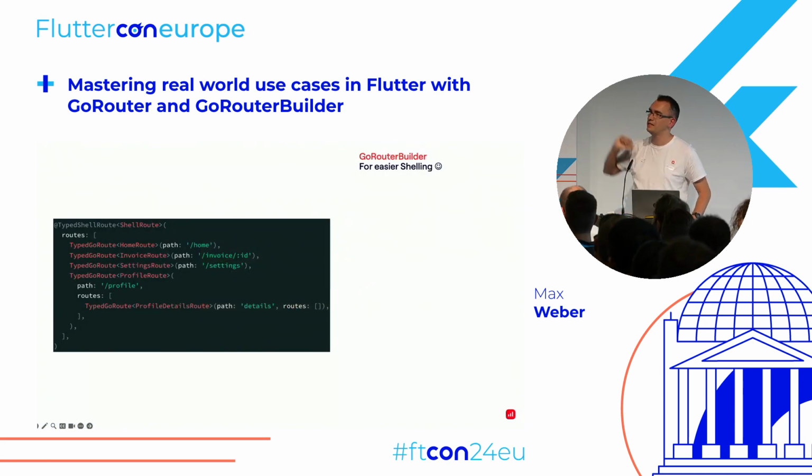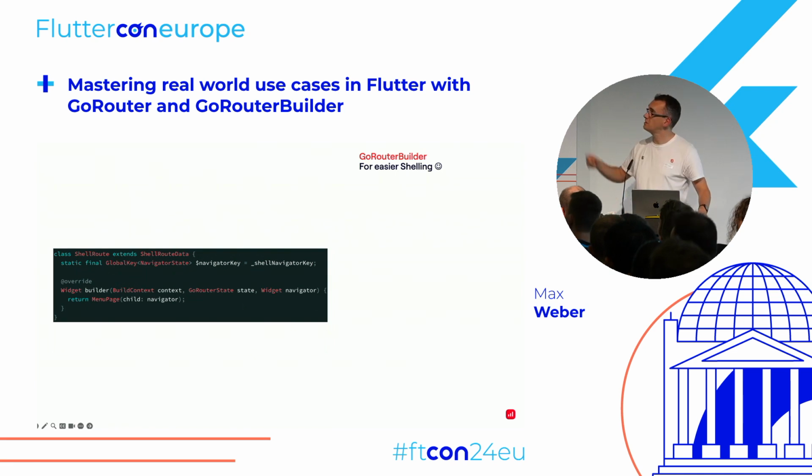And I said already that the shell routing has to be top level. So in this case, for example, we can see that we define with an @TypedShellRoute the shell route that we want to have. And if we take a look in the class of shell route, this is just a builder function that returns us a widget which passes in the navigator.